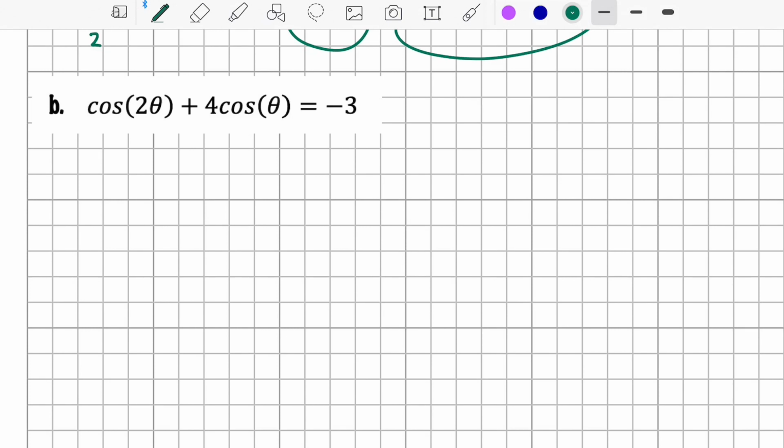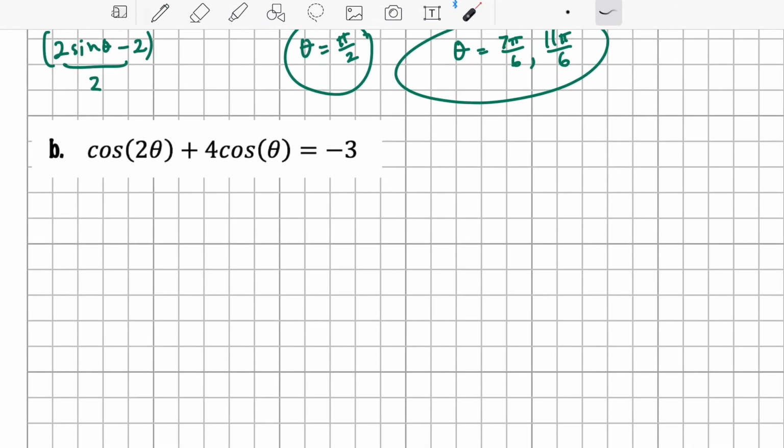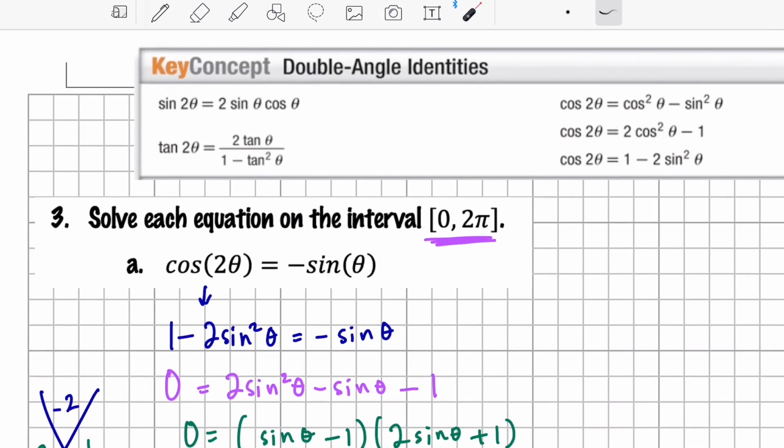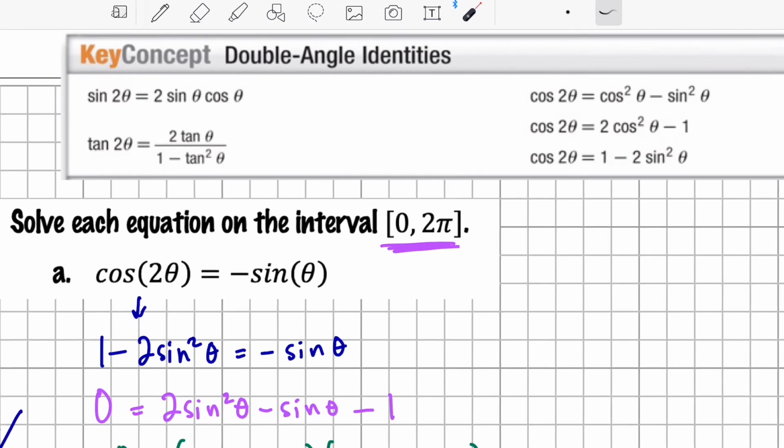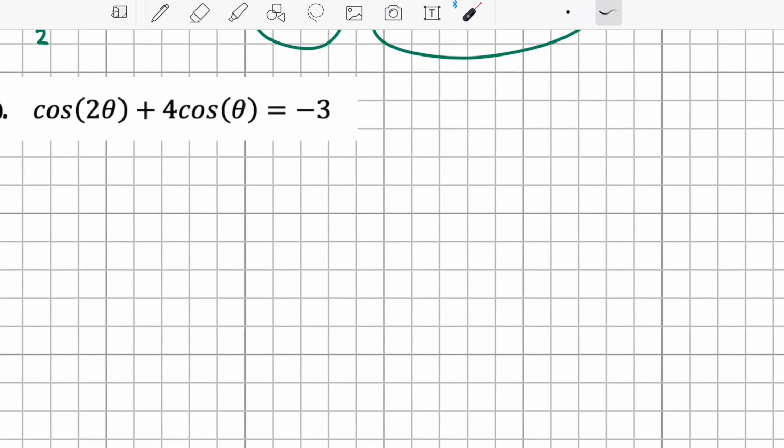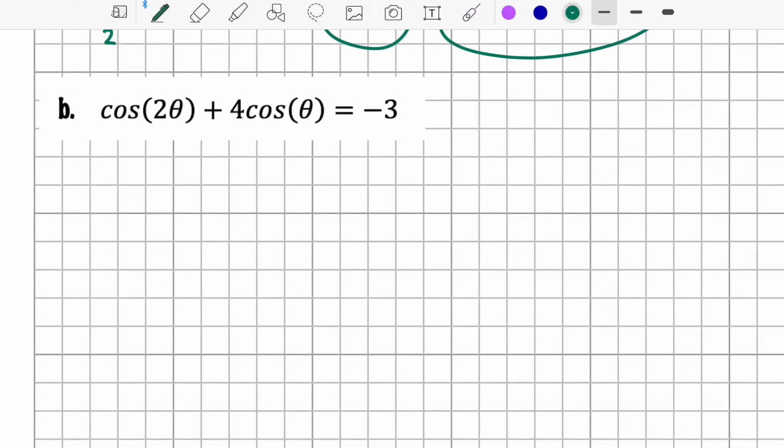Okay, let's try another one. Now, notice that this one, cosine of 2 theta, is the one we want to rewrite. When I look at my identities, I want to replace it with the one that has only cosines. So this one, 2 cosine squared theta minus 1. So let's rewrite it. This becomes 2 cosine squared theta minus 1 plus 4 cosine theta equals negative 3.